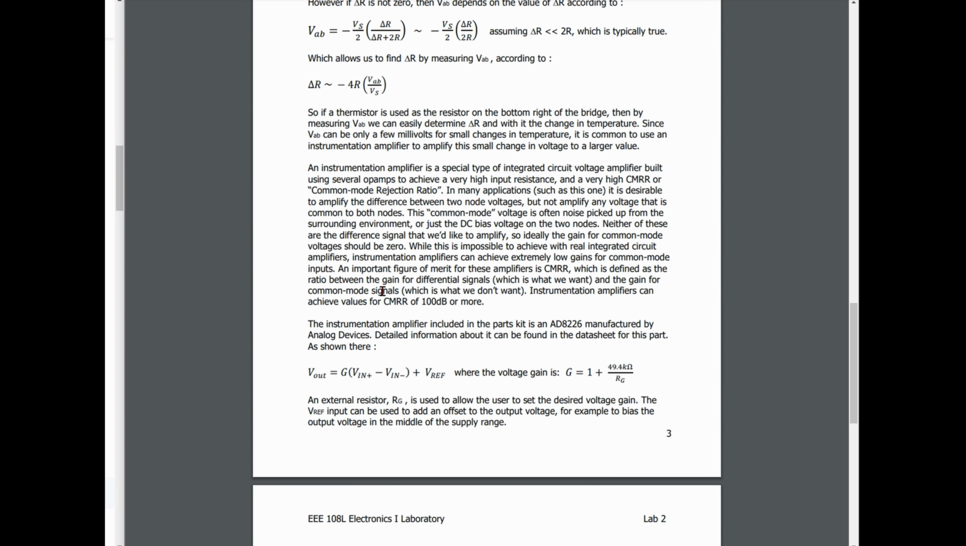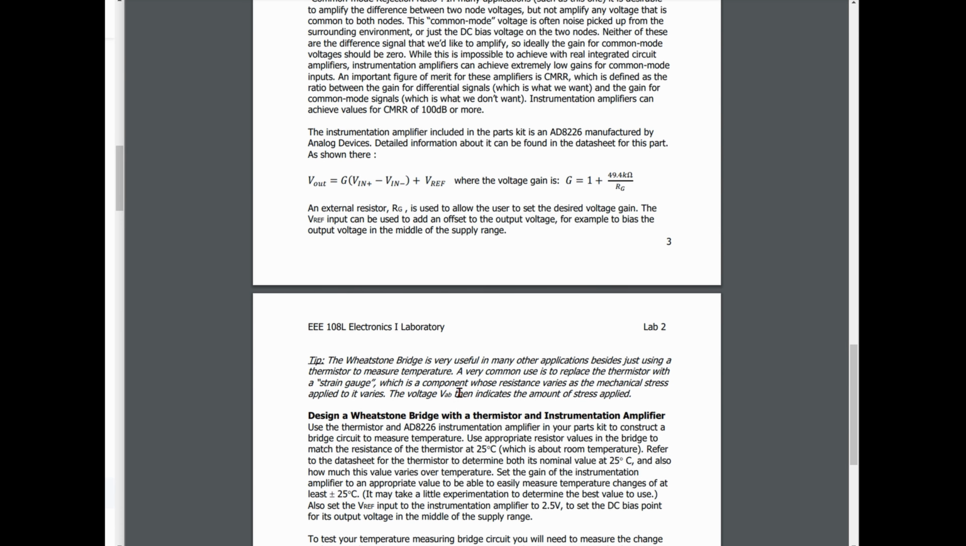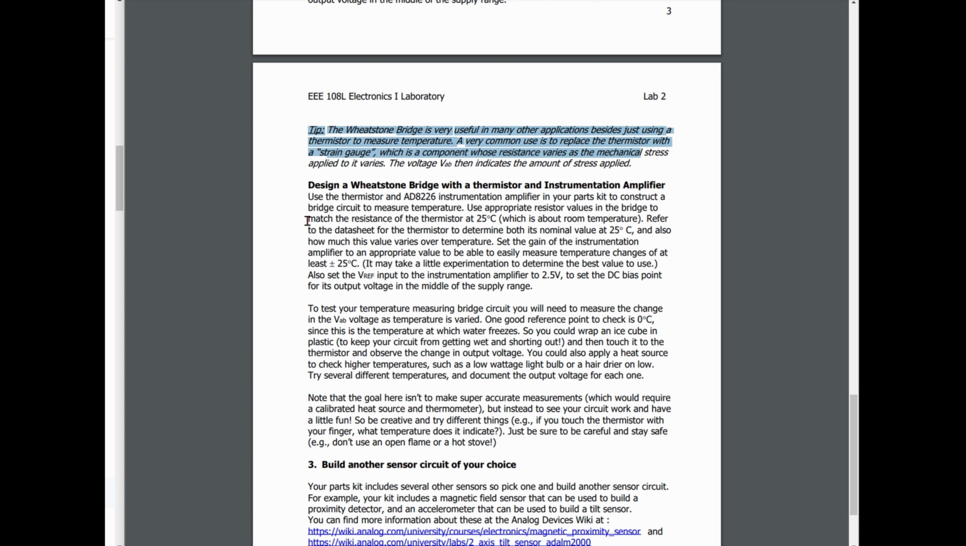Our instrumentation amplifier that we're going to be using is the AD8226, and we use this equation to find the gain for it. And we also have more information here. Now we have more information to design a Wheatstone bridge with the thermistor and instrumentation amplifier.